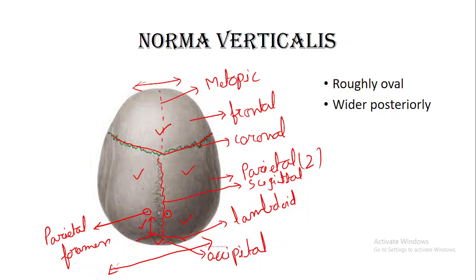The midpoint of these parietal foramina, in the middle of both the parietal foramina, there is a point in the sagittal suture which is called obelion. Then there are two more points. First is at the junction of coronal suture and sagittal suture. This point is called bregma.